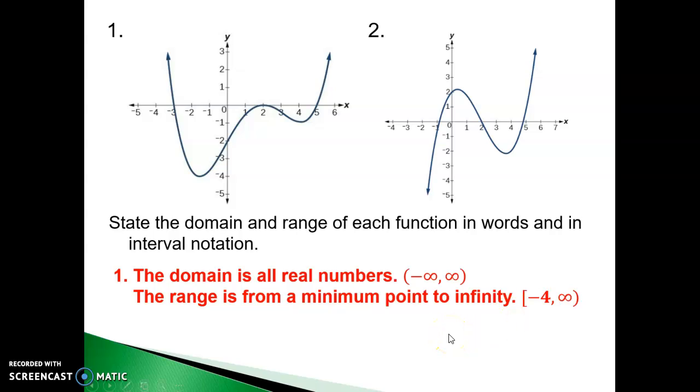So pause the video for a moment and give number 2 a try and see if you can answer the domain and range for that using words and interval notation.